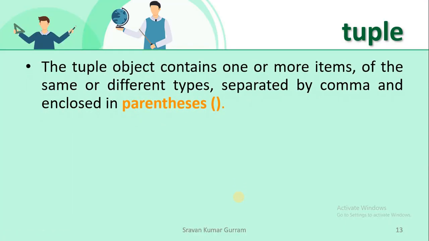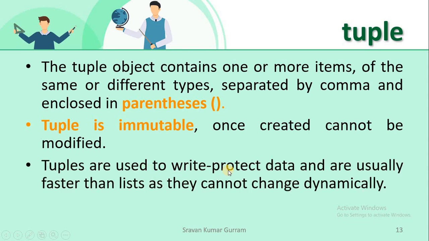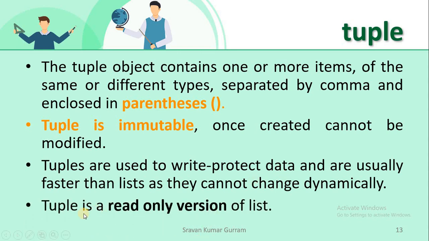Next sequence type is tuple. Tuple contains one or more items separated by commas, and those may belong to any Python data type. All the elements must be enclosed within the parenthesis. And tuple is immutable, not changeable. Tuples are used to write protect data because once you create, you are not allowed to change the values. Write protect means you can read the data only. That is the reason you can say that tuple is a read-only version of list.